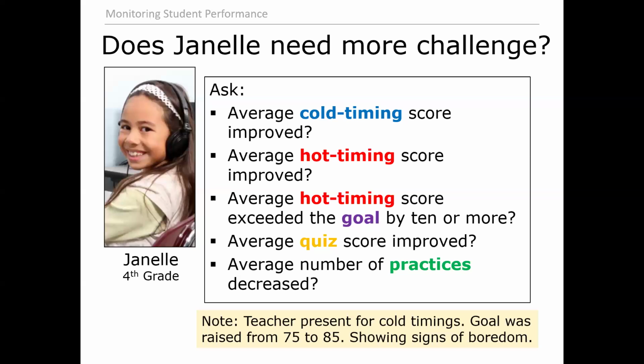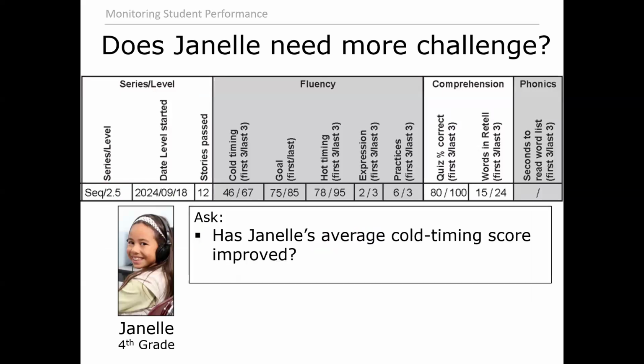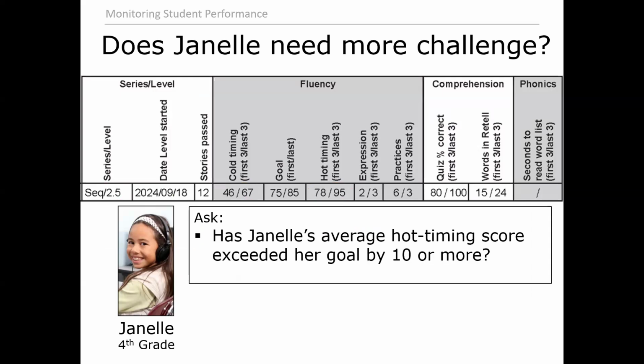All right. Now we're going to end on a positive note with Janelle. She's the student that makes tons of progress. She's made huge gains in cold timing, huge gains in past timing, big difference between her hot timing and goal. In fact, we've already raised the goal once, even though she's only passed 12 stories. She's getting 100% on average on the quiz. So for at least the last 3 stories, she's gotten 100% on her quiz.